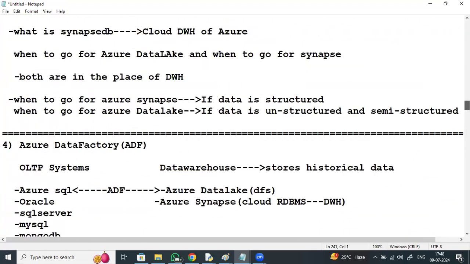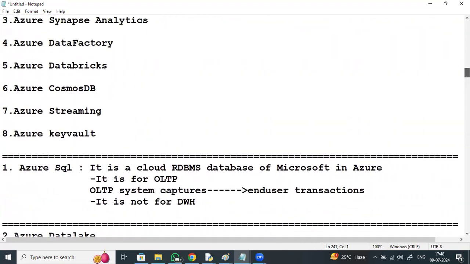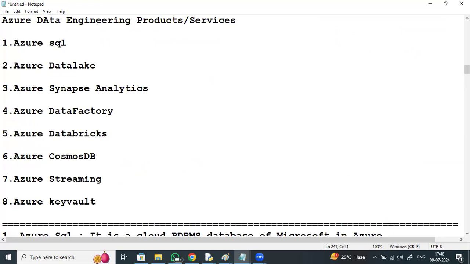Out of this, we have a lot of discussion on Azure Databricks. I said it is Spark based, right? Spark based analytics, right? It totally deals with Apache Spark, PySpark, right?